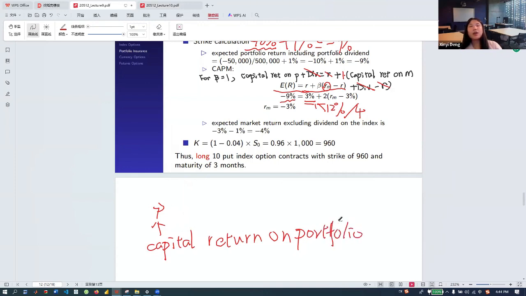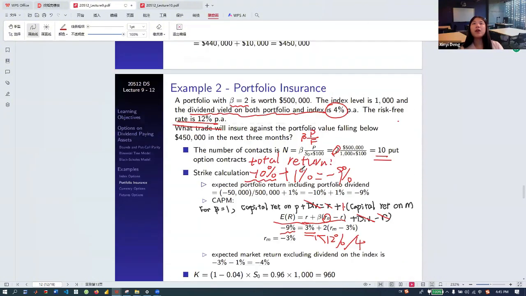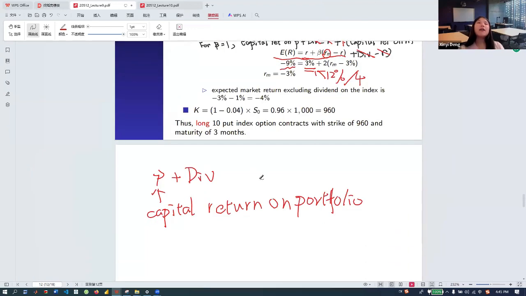Here we denote the dividend yield as div. So that's the dividend yield. Recall that for this question, it's the same, right? Like for the first example, also for the second example, the dividend yield are all the same.